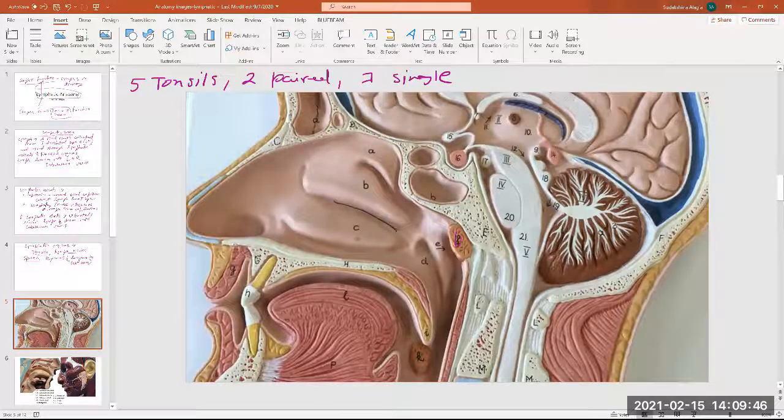So right here, this is the pharyngeal tonsil, right there.